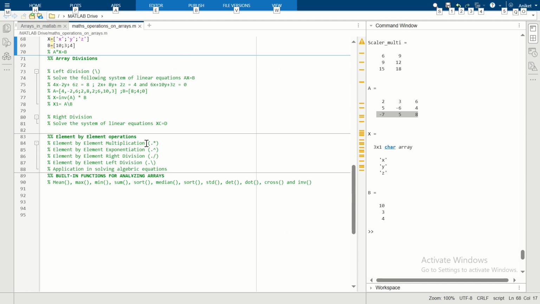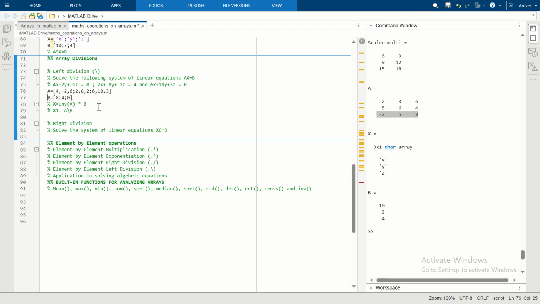Okay, so let's move to the left division first. Now we have this set of linear equations, let's say 4x minus 2y plus 6z is equal to 8, 2x plus 8y plus 2z is equal to 4, and 6x plus 10y plus 3z is equal to 0. Then we can write this in the form of A and B.